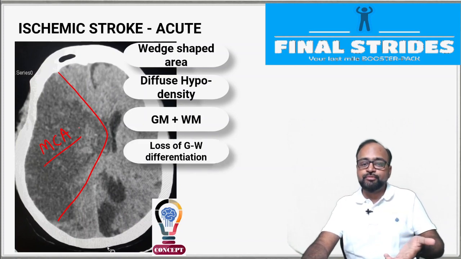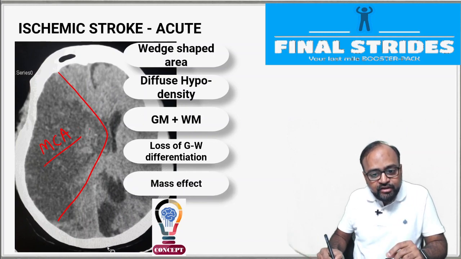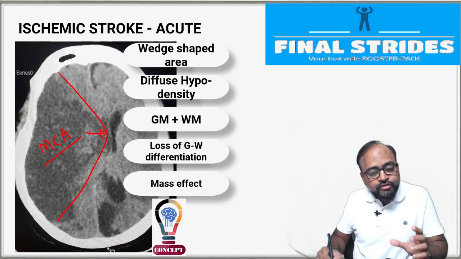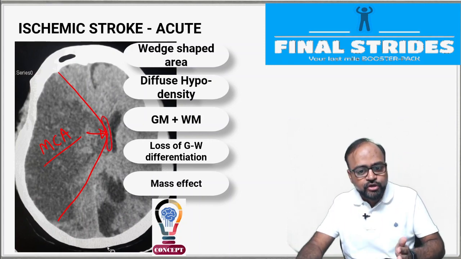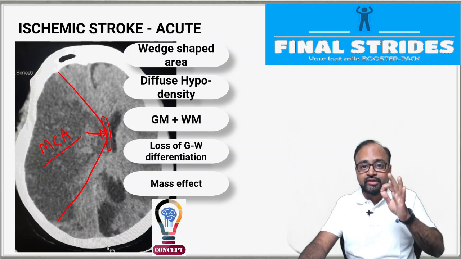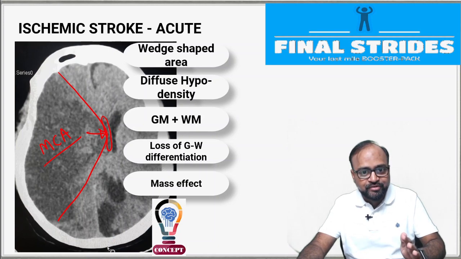Therefore, there is loss of distinction between them, and because the brain parenchyma is edematous, there is a lot of mass effect. It is showing midline shift to the left side, the compression of the ipsilateral lateral ventricle, right? These are all evidences of mass effect. So this is a classic appearance of an acute ischemic right middle cerebral artery territory infarct. Okay, this is a classic appearance.